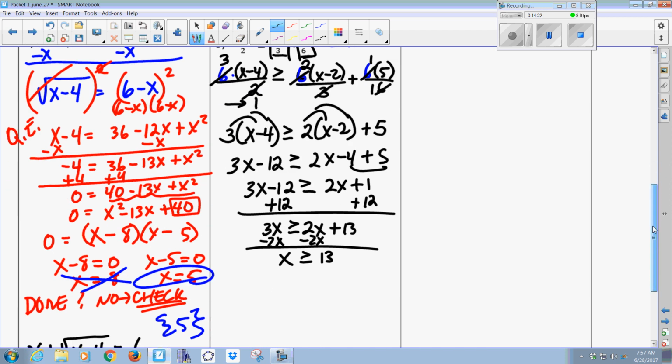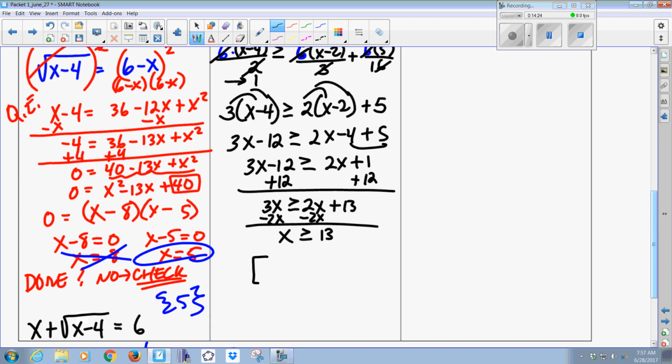So if I write that in interval notation, I use my bracket because it's equal to 13. 13 is included as part of my solution. So from 13 to infinity, on the number line, I would put 13 with a solid dot and color it all the way out forever and ever to the right as it moves towards infinity.